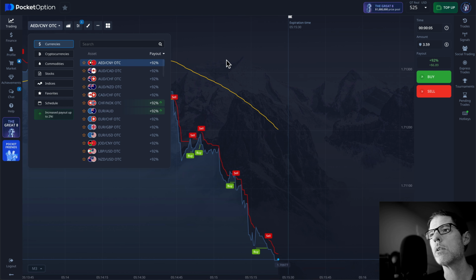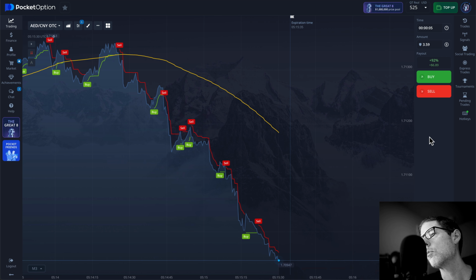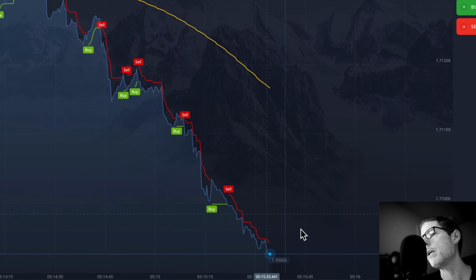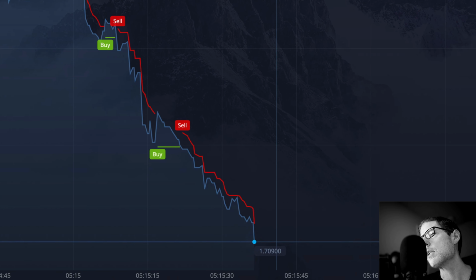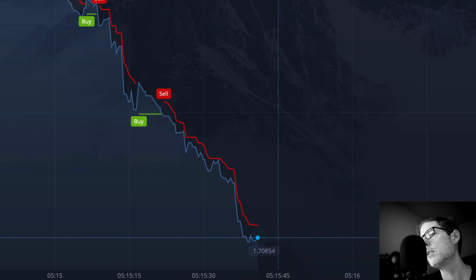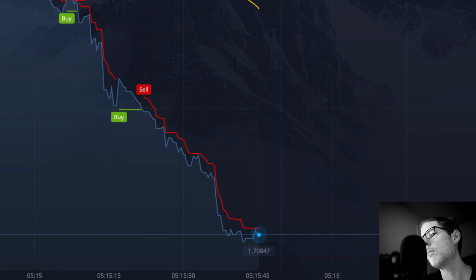So let's go ahead and choose something here. Now what I'm going to do is enter right when I see a sell or buy signal, but in this case we're going down, so I'm looking for sells. So you can see the trend, the price is going down, right? Downward trend, guys. So I'm going to wait for a little bit of a pullback here.